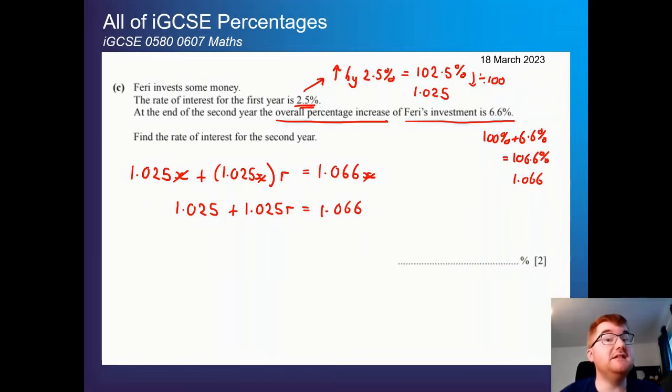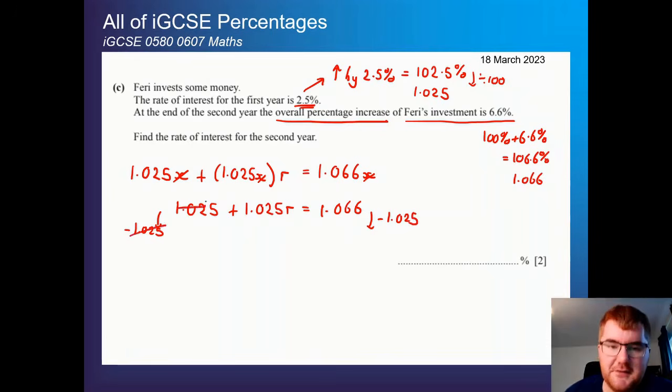And now we just approach this like an equation. So it is an equation. So all we do is we minus 1.025 from both sides. This cancels, leaving us 1.025r. And if we take one away from the other, we get 0.041.